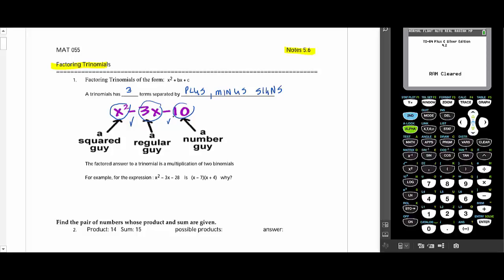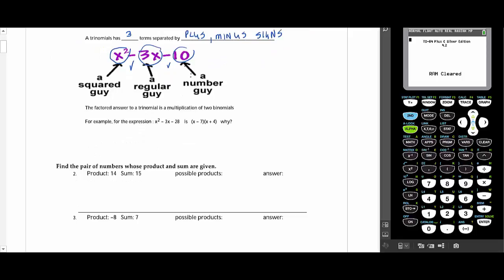Okay, let me pause it real quick, and then I'll go back. So first thing I want to show you is we're going to learn how to factor trinomials. We'll work on this a lot. So what I want to do first of all is show you an example. This is a trinomial. This is the factored answer.